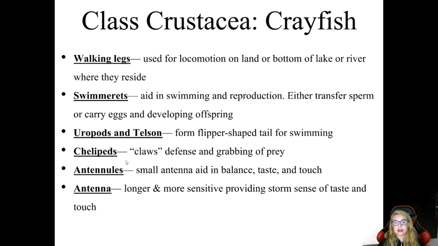So that's the 3rd type of appendage. They have the chelipeds, which are like claws and used for defense and grabbing of prey. You guys have seen those before. They have antennules, which are small antennae that aid in balance, taste, and touch. So again, we said in the previous video, antennae are a distinguishing characteristic of arthropods, and it's used for sensory organs, and in this case it's for balance, taste, and touch. The antennules here. And then the antennae are the longer ones. So when you look at the head, you'll see the shorter ones and the longer ones. The longer ones are more sensitive and provide a strong sense of taste and touch.